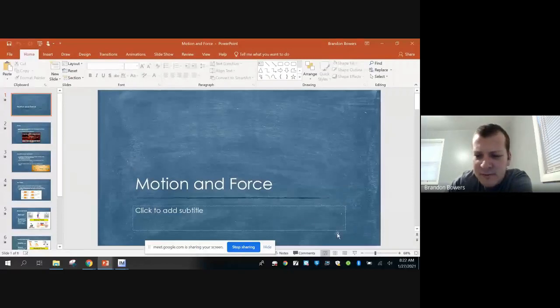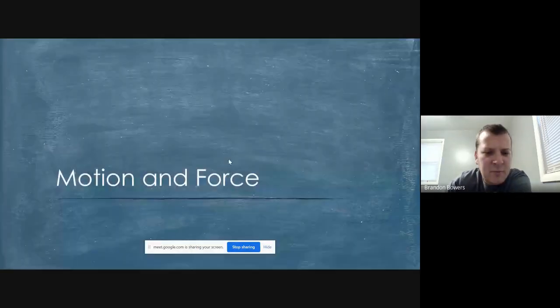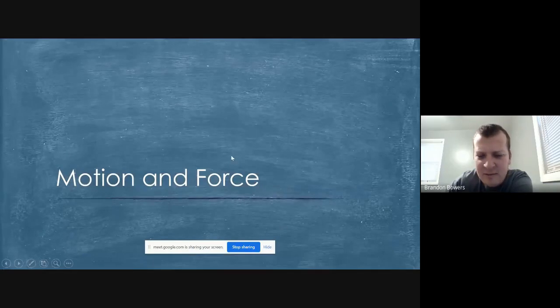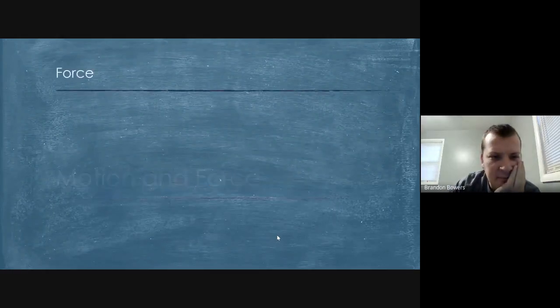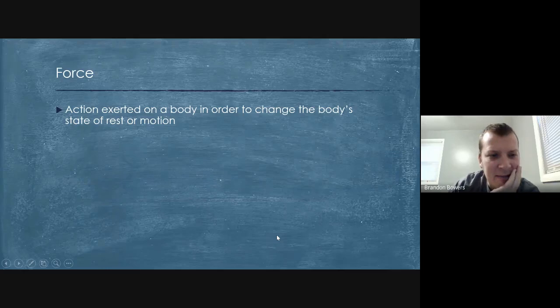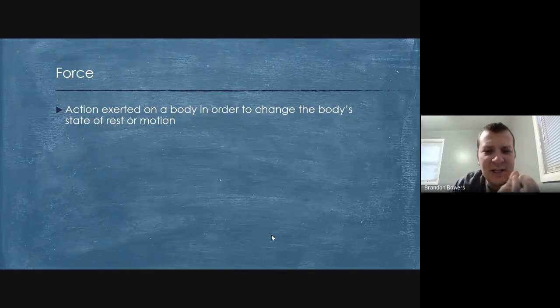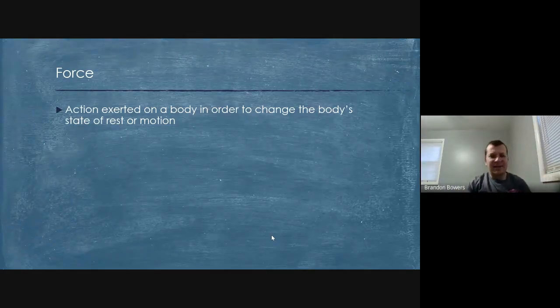All right, so motion and force, okay? We know what motion is. Kind of what we're talking about today is force. All right, what is force? And this is the definition of force. Force is an action exerted on a body in order to change the body's state of rest or motion. That's interesting. So, an action exerted on a body to change the state of rest or motion.